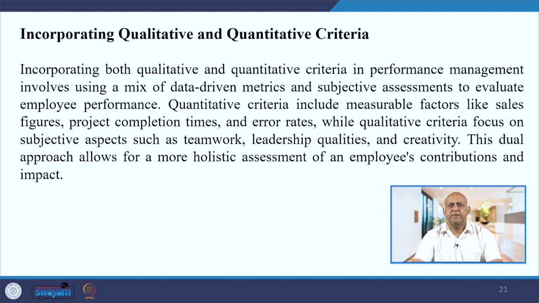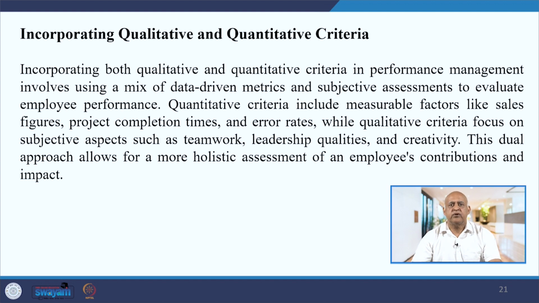So, to evaluate the employee's performance, the quantitative criteria include measurable factors like sales figures, project completion times and error rates, while qualitative criteria focus on subjective aspects such as teamwork, leadership qualities and creativity. That is, the HR aspects are also important. On one side we can keep this quantitative analysis of fixed, measurable parameters, but on the other side, we talk about the tacit knowledge or the tacit style of functioning of these employees, which is related to HR skills and getting work done from other people.